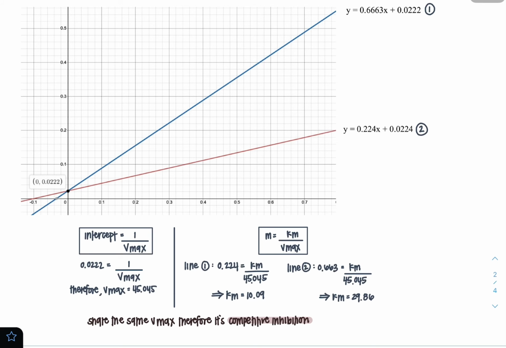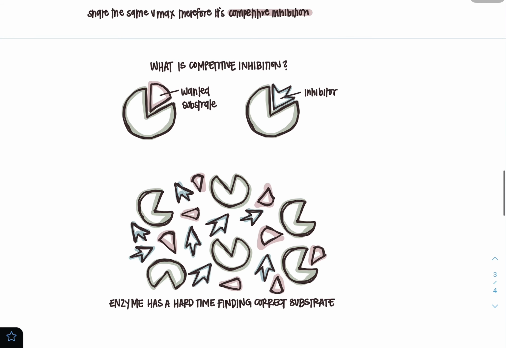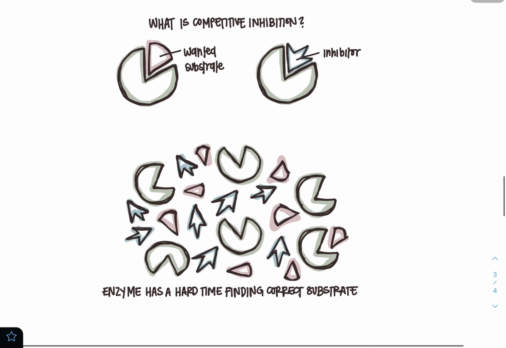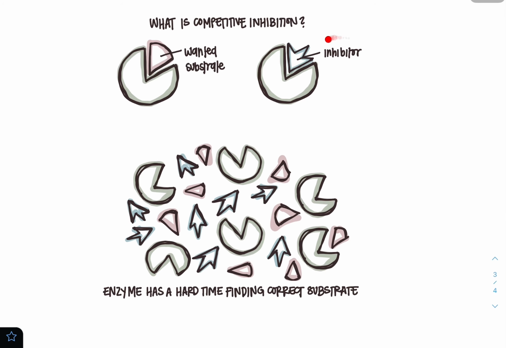Now, if we had an x-intercept over here, we would have had the same Km, and that would have been non-competitive. So what is competitive inhibition? Competitive inhibition is when your inhibitor mimics your substrate and it's able to bind at the active site. So this is a problem because enzymes will have a hard time finding the correct substrate if both of these are able to bind. The enzyme will get confused.